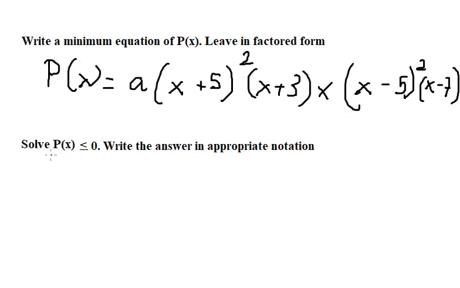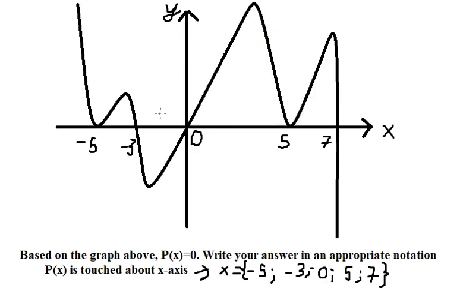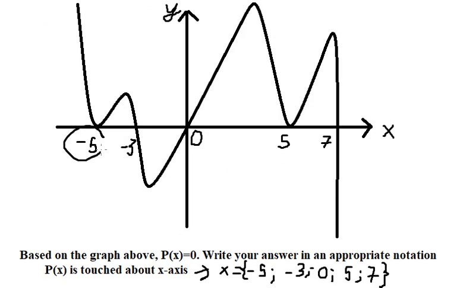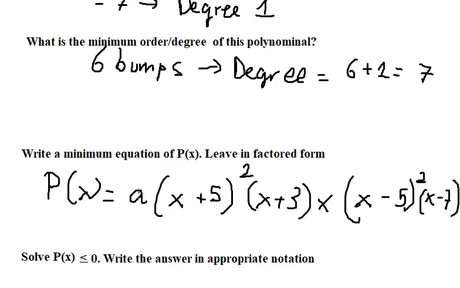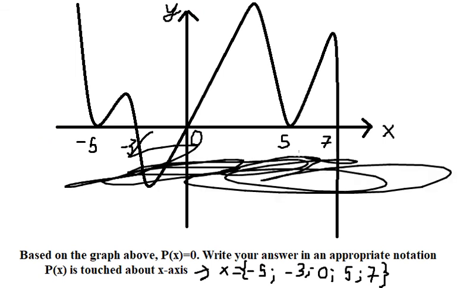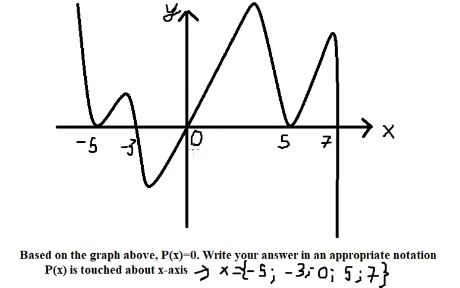And the last one, we need to show h(x) is smaller than or equal to 0. Write the answer in appropriate notation. Now, if we look at the graph, we should know we have this equal to 0 in here. So that means we need to include negative 5, negative 3, 0, 5, and 7. And now, h(x) is smaller than 0. That means this area in here. This area is negative. So we need to consider this one and this one.